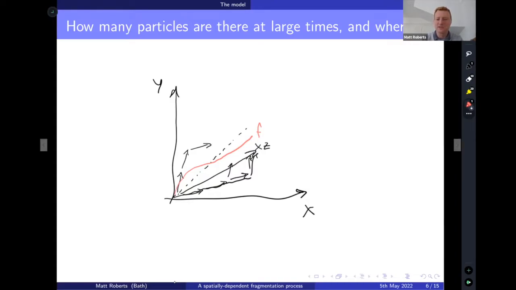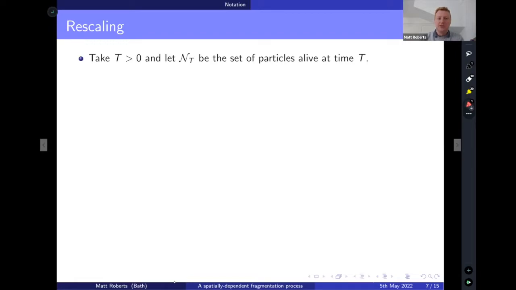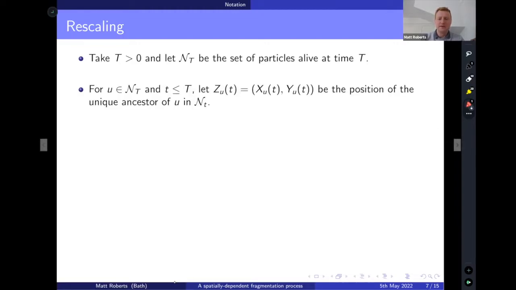I need some notation to do that. I'm going to take a large time t, and let N_t be the set of particles at that time. For a particle u, I let Z_u be the position of the unique ancestor of u in N_t. That basically just means the position of particle u at time t. And I'm going to rescale that linearly in space and time. So Z_u^t is now this linearly rescaled path of particle u.